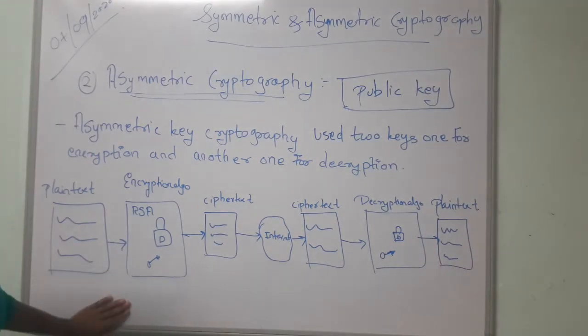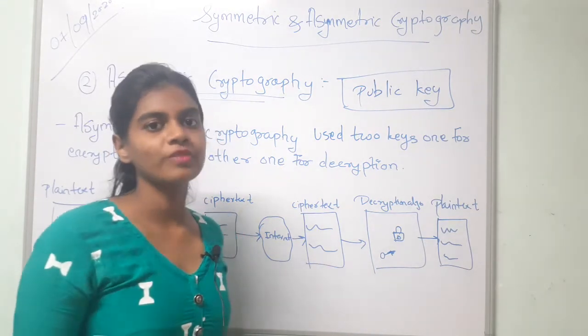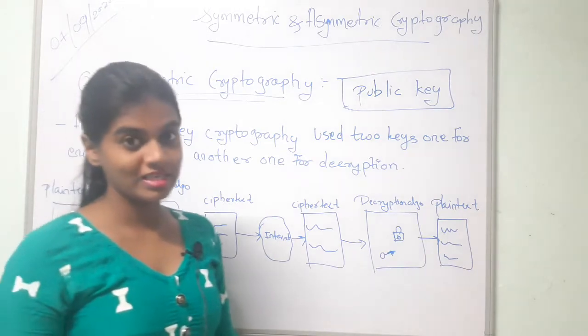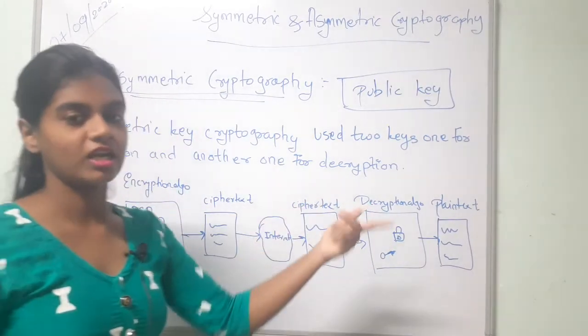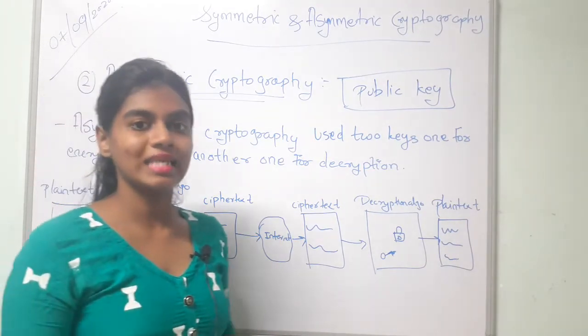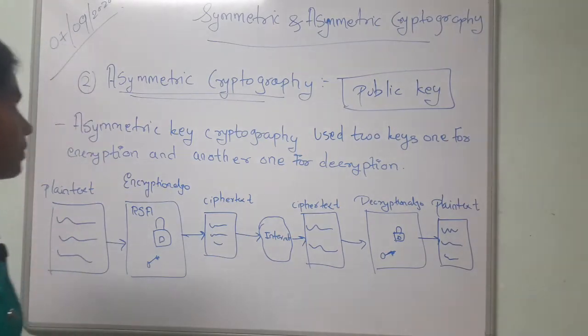And we can see the disadvantages. Asymmetric cryptography is a little bit slower than symmetric cryptography, because asymmetric cryptography uses different keys, one for encryption and another one for decryption. But in symmetric cryptography they use a single, same key for both encryption and decryption. This is asymmetric cryptography.